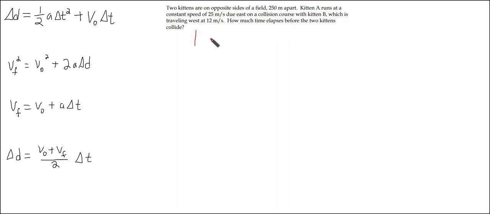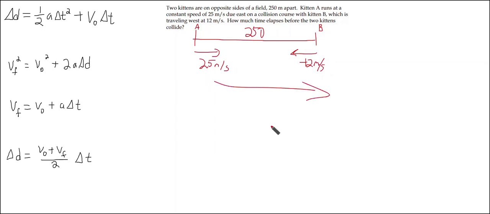Okay, let's do our picture. So they are 250 meters apart. We have kitten A, and we have kitten B. Kitten A is moving in this direction at 25 meters per second. And kitten B is moving in this direction at negative 12 meters per second. I'm calling it negative because I'm going to call this the positive direction.